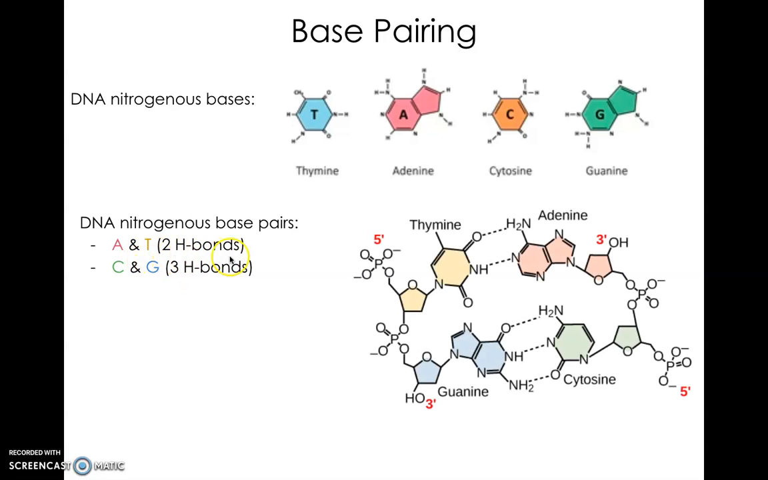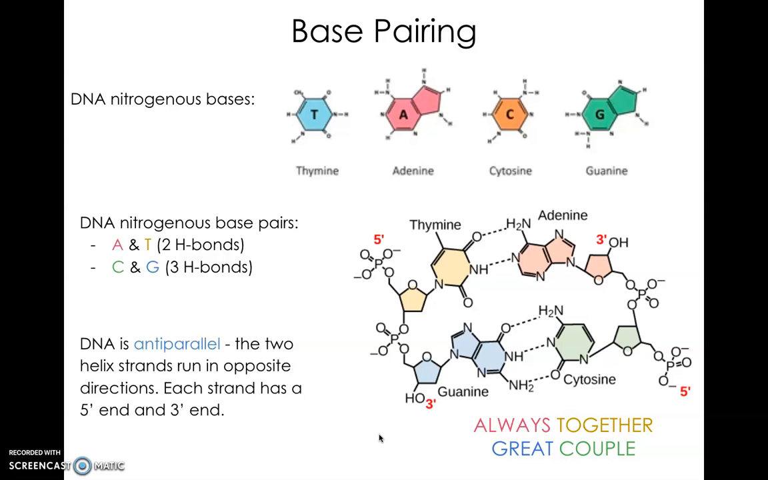Between adenine and thymine, you will find 2 hydrogen bonds, and between cytosine and guanine, you will find 1, 2, 3 hydrogen bonds. I like to remember those base pairs with this little mnemonic device, always together, great couple, though I'm sure that there are other ways that you could try and remember them.